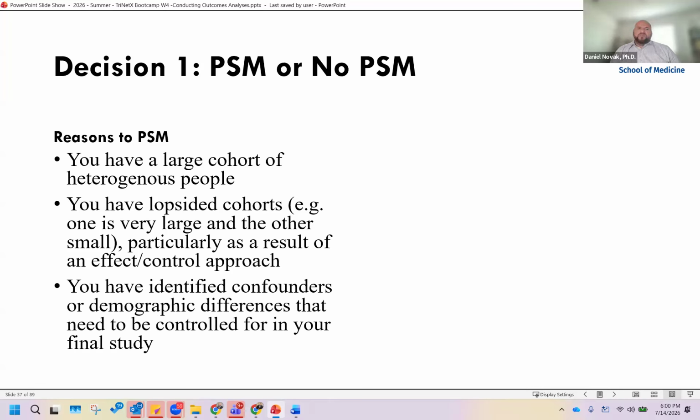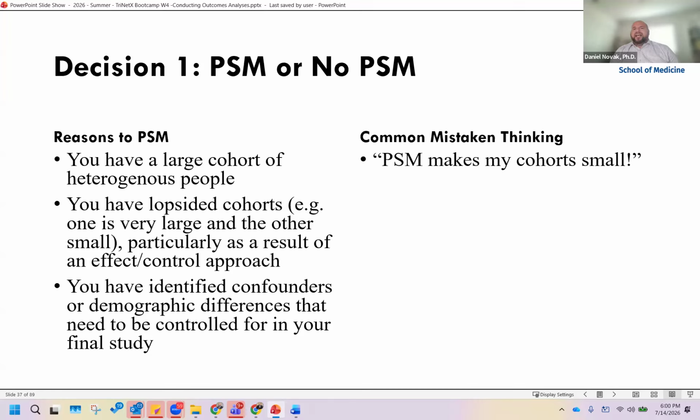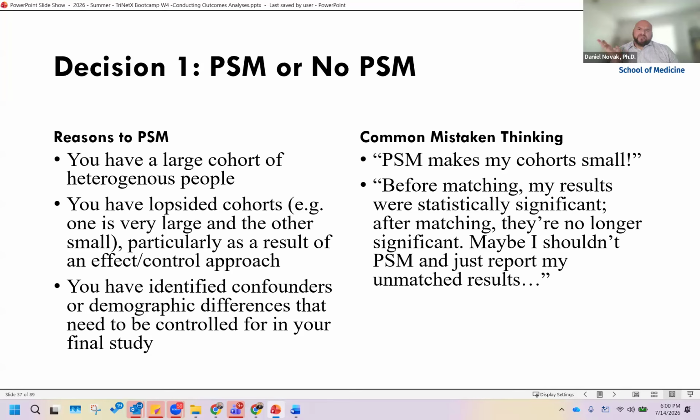Also, if you have identified confounders or demographic differences that need to be controlled for in your study, that's obviously something you're going to do. So, again, as I pointed out a moment ago, I got ahead of myself. A common mistaken thinking is that propensity score matching makes my cohort small. Before matching my results, this is one, please do not do this.